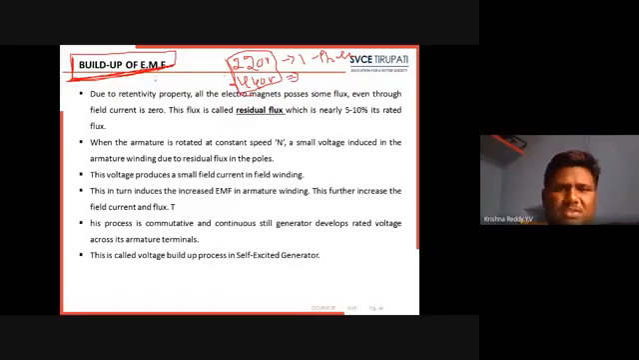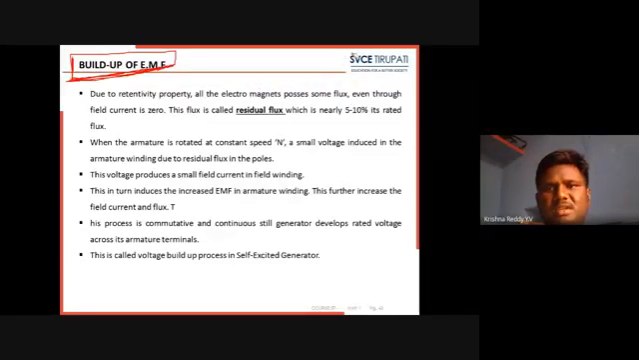With the help of residual flux, we are getting mostly 5 to 10 volts of voltage. With the help of this 5 to 10 volts, how can we get up to this rated voltage? The generator maximum generates 220 volts DC supply in case of single phase, 440 volts DC supply in case of three phase. How can we get 220 volts DC with the help of that residual flux?